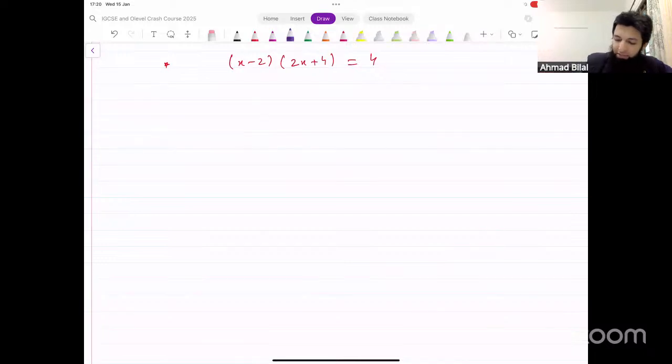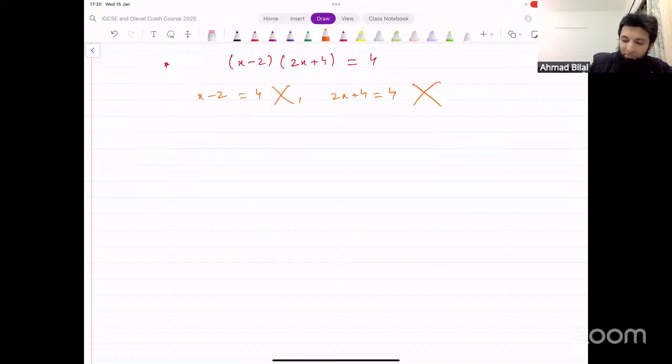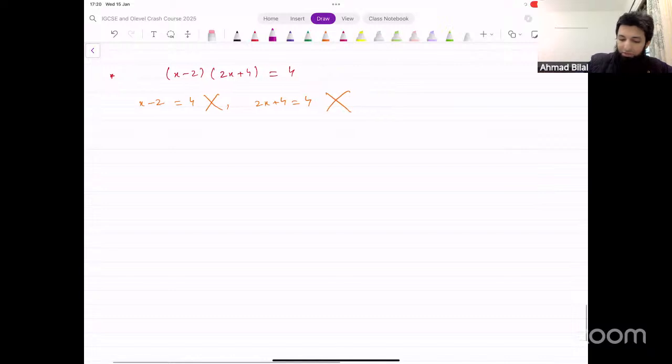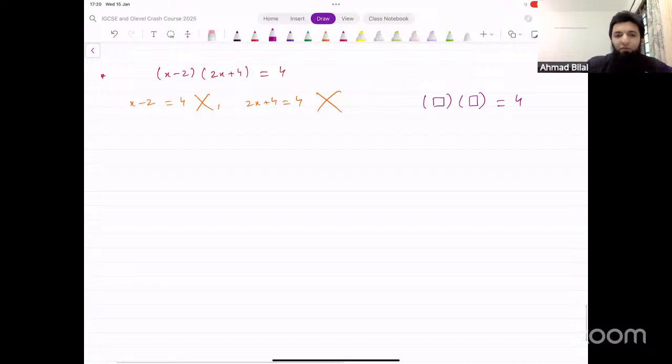We have two things multiplying and the result is equal to 4. It's not correct to say that either x minus 2 is equal to 4 or 2x plus 4 is equal to 4. That would be wrong. You cannot do it like this. Why can we not do it like this? Because, again, use the same idea as before. You've got two things multiplying and the result is equal to 4.